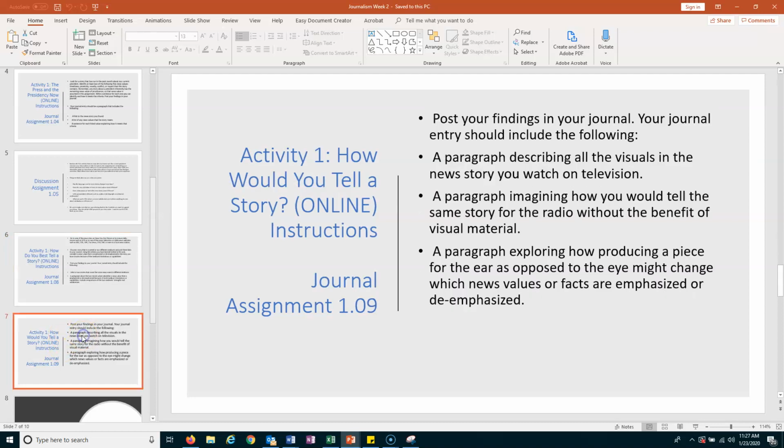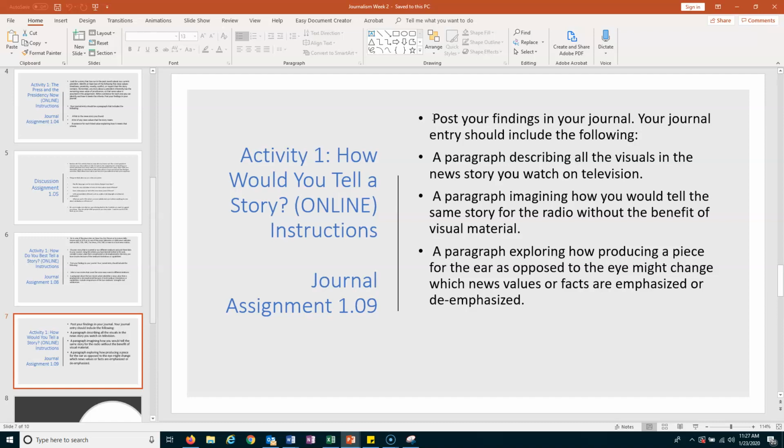1.09 is extra credit. So what you're going to do is have a paragraph describing all the visuals in the news story you watched on television. Then you're going to have a paragraph imagining how you would tell the same story for radio without the benefit of visual material, and then a paragraph exploring how to produce a piece for the ear as opposed to the eye and what that might change.